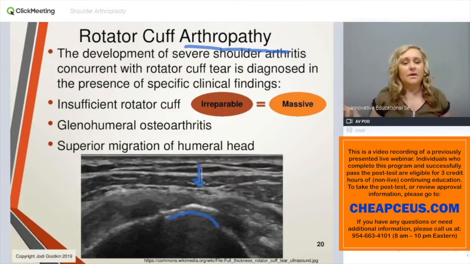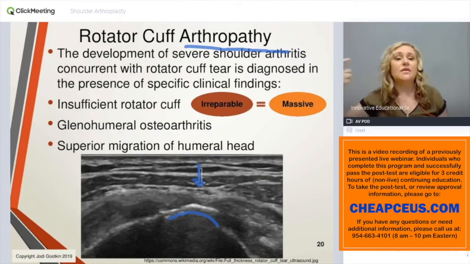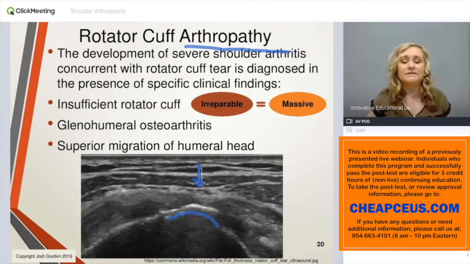So when they say an irreparable rotator cuff tear, that is a situation where it's not functional. The individual starts to develop osteoarthritis, and now it's termed rotator cuff arthropathy, because beyond having the tear, now they have also osteoarthritis setting in of that joint.